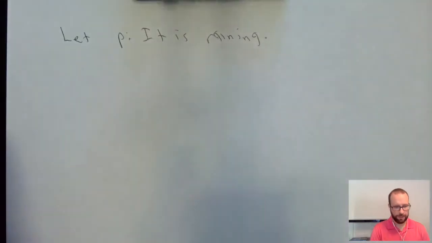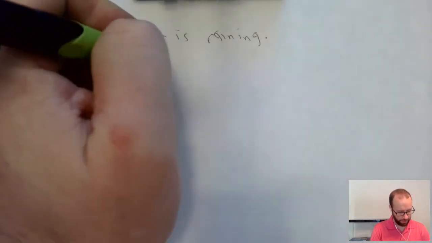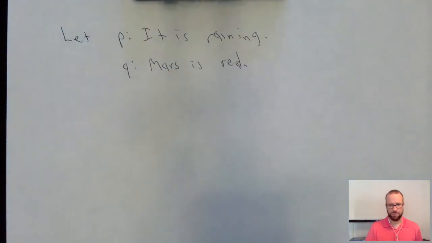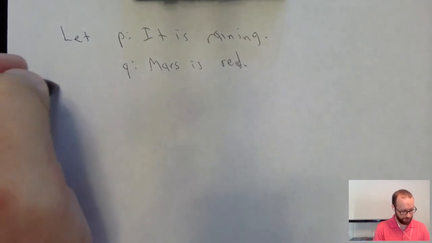All right, let's practice with our new conditional. So let's get some simple statements. How about we let P be it is raining, and then let's let Q be Mars is red. You may be saying those don't have anything to do with each other. That's correct. It's a little easier to practice when the things aren't related because then our brains aren't trying to secretly put them in an order that makes sense. So let's do some symbolization.